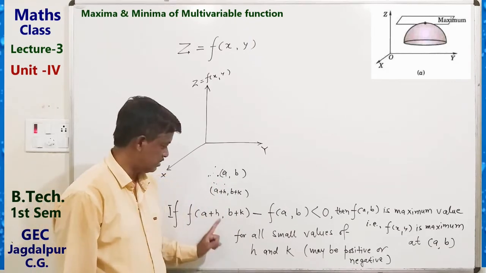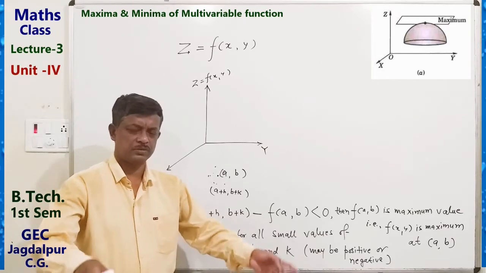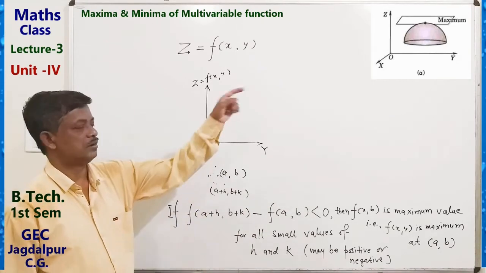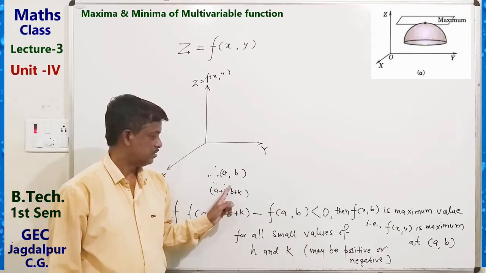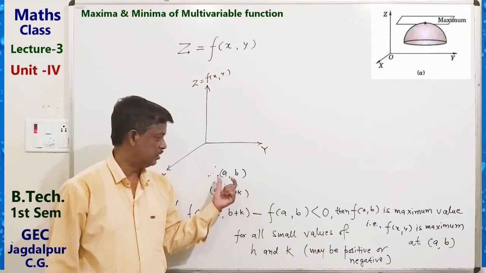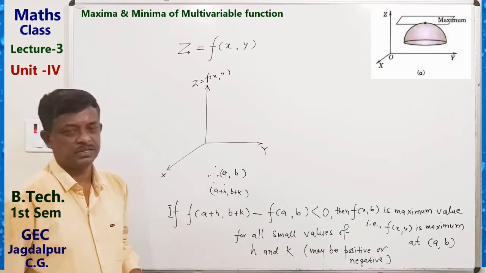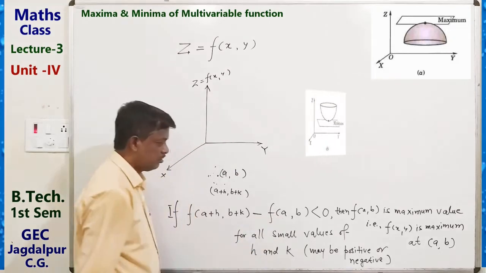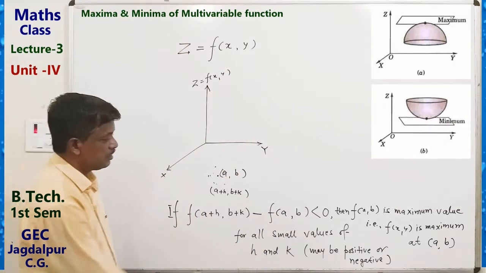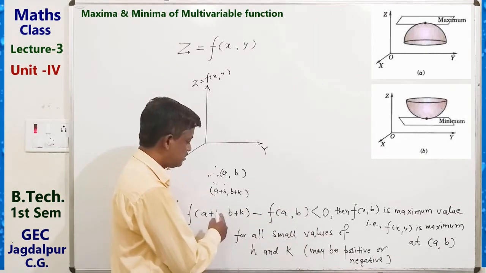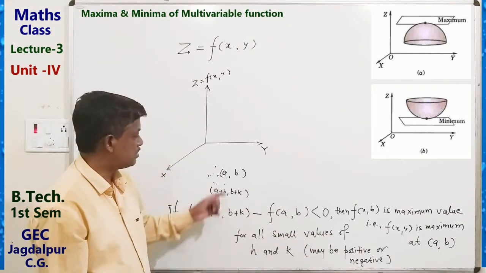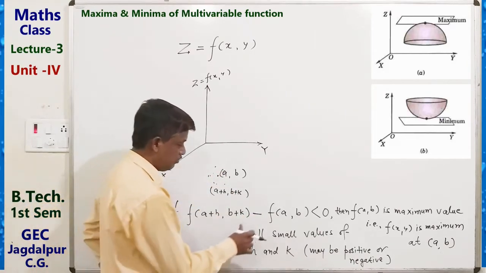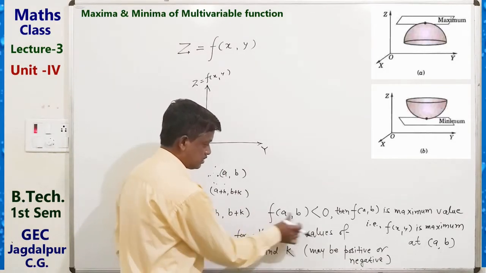The neighborhood is decided by this h and k. h and k are small values and may be positive or negative. In this condition, what is the maximum point? AB from the domain. At this point the function has its maximum value. Similarly, the minimum value. The minimum value is for this less than the maximum. The minimum here will have the greater-than sign. That is, this is greater than this. That is, the value of the function at this point will always be the lesser value.